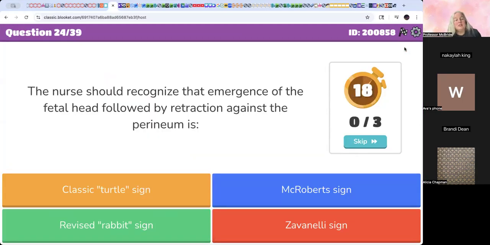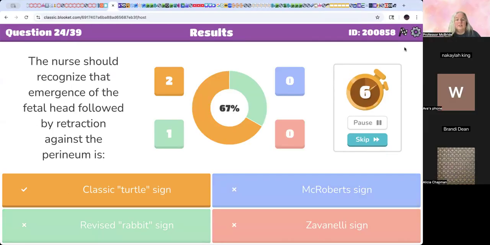The nurse should recognize the emergence of the fetal head followed by retraction against the perineum as what sign? This is a turtle sign. So we talked about this before when we were talking about shoulder dystocia. If the head comes out and then retracts back, they call that the turtle sign, like a turtle ducking his head in his shell. That is a good sign that we should lower the head, do some McRoberts, and maybe call for help.